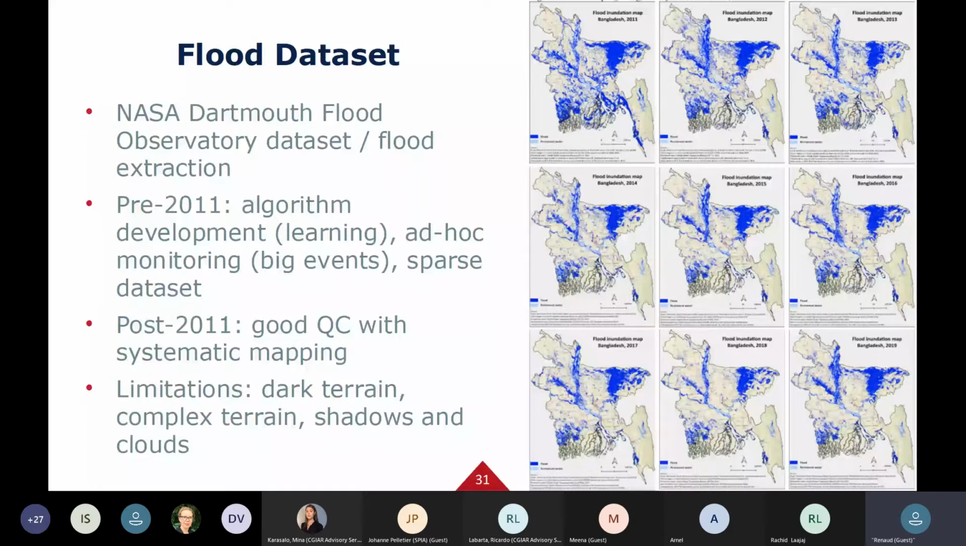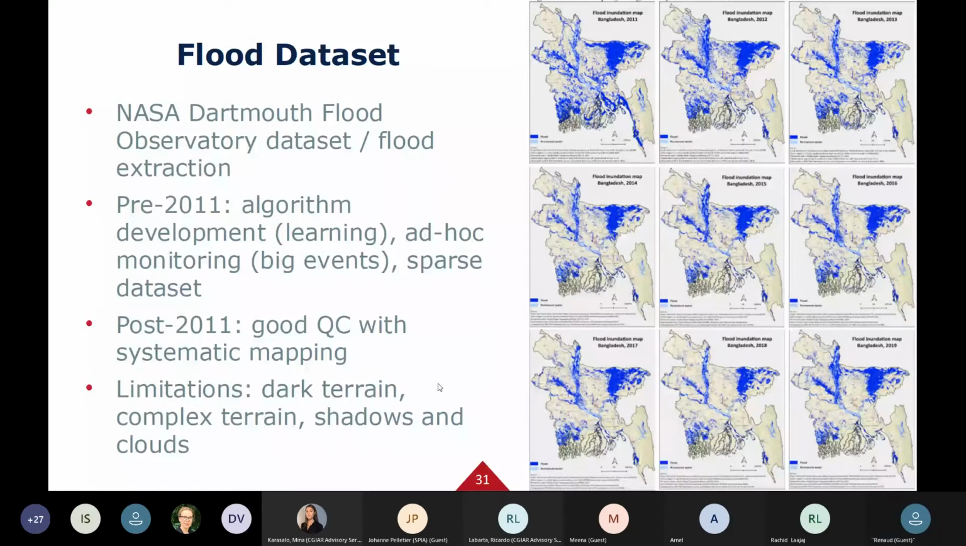Since that was corresponding to the algorithm development, and there was only ad hoc monitoring, only big events were monitored. So we noticed that the quality and the exhaustiveness of the data sets pre-2011 is actually much less than post-2011. In addition, these data sets have some limitation in the capacity of determining flood in dark terrain, complex terrain, shadow and clouds. It's still an optical system.